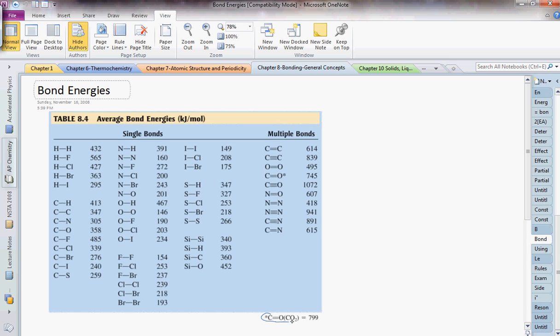Notice down here for CO2, it has its own special bond energy. So if you ever have a C double bond to an O in CO2, that's going to have a slightly different bond energy than what's shown up here.